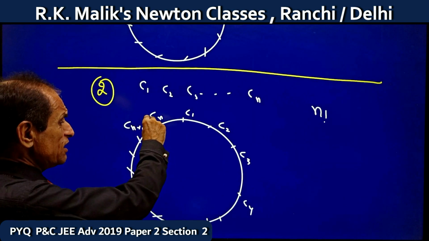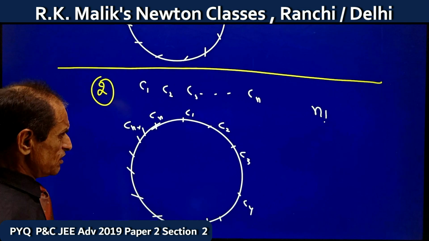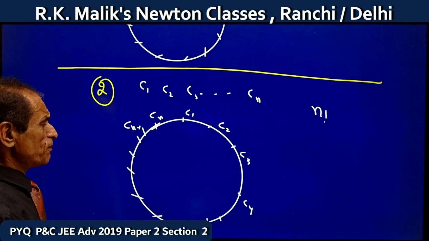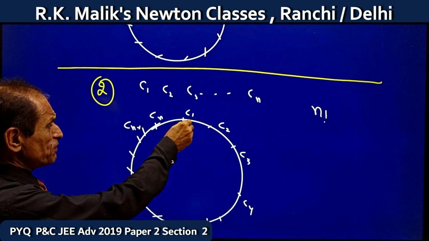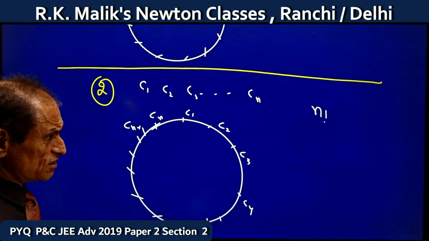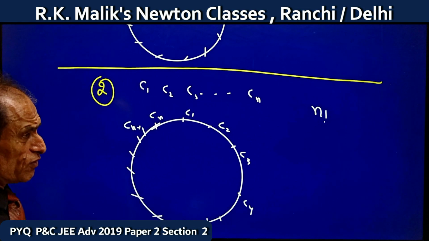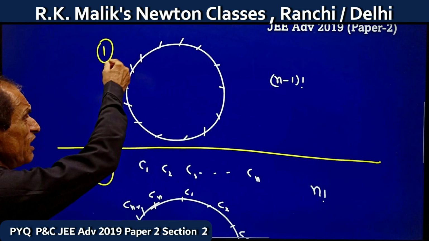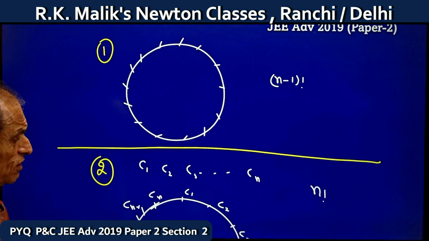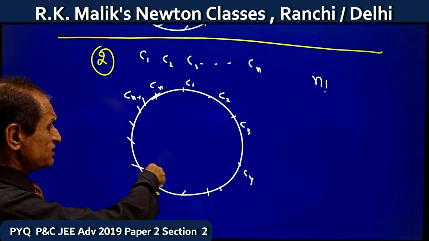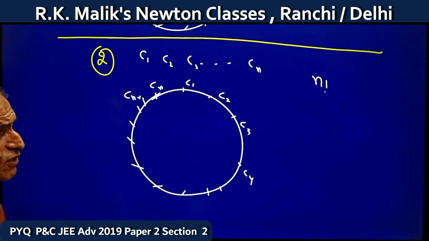Suppose there are n different chairs around a circular table. In this case, the number of ways in which I can make n persons sit on chairs is n factorial, not (n minus 1) factorial. If chairs are not there, the number of ways is (n minus 1) factorial. If different chairs are there, then the number of ways is n factorial.